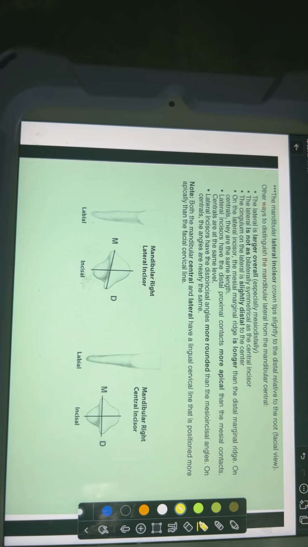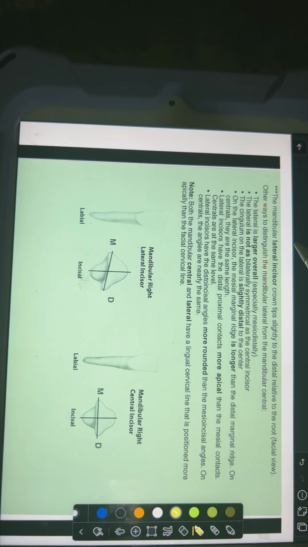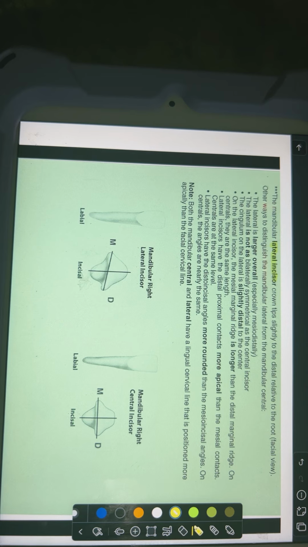Hello, everyone. So let's discuss an important concept and a topic which you should know how to differentiate between mandibular central incisor and lateral incisor. First of all, the mandibular lateral incisor is the crown that tips distally to the distal of the root.